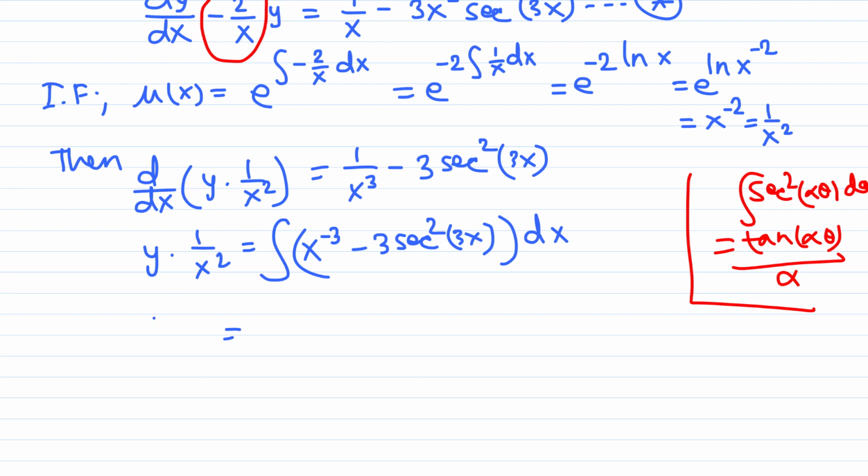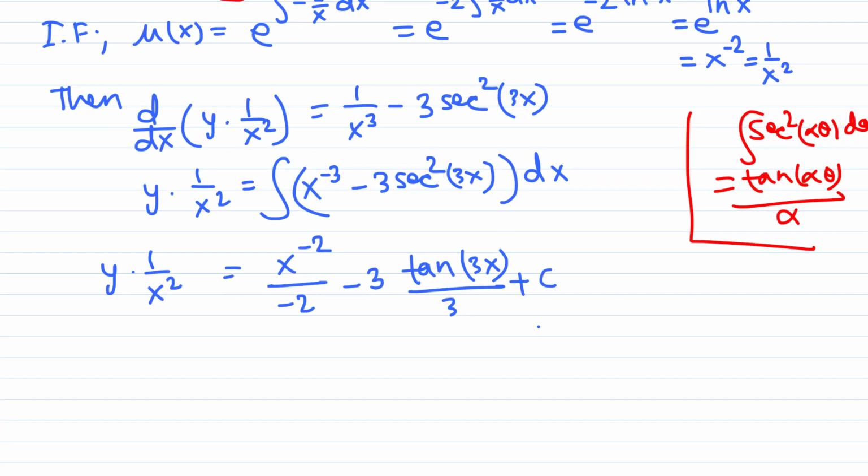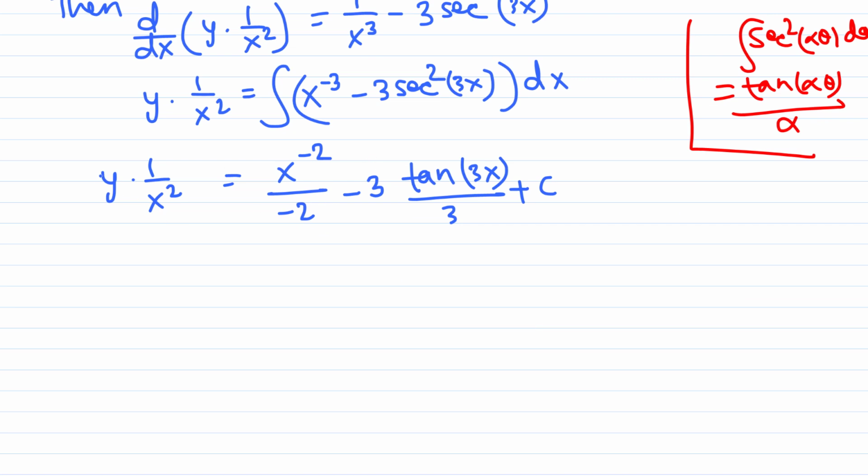So on the left side we have y times 1 over x squared. Using the power rule, x^n plus 1 divided by n plus 1, minus 3. The antiderivative of secant squared is tangent 3x divided by 3, and then plus the constant of integration. Okay, now to isolate y, we divide by this integrating factor 1 over x squared, which is equivalent to multiplying by x squared. Then we get y equals, multiply by x squared. Here is x to the negative 2 and x squared means just 1.